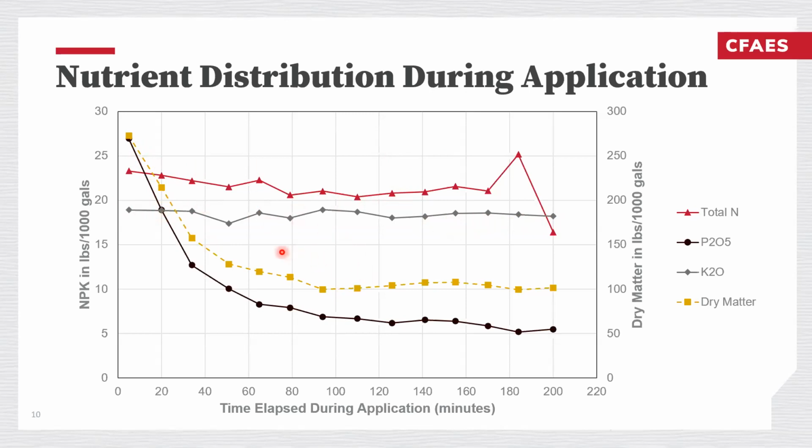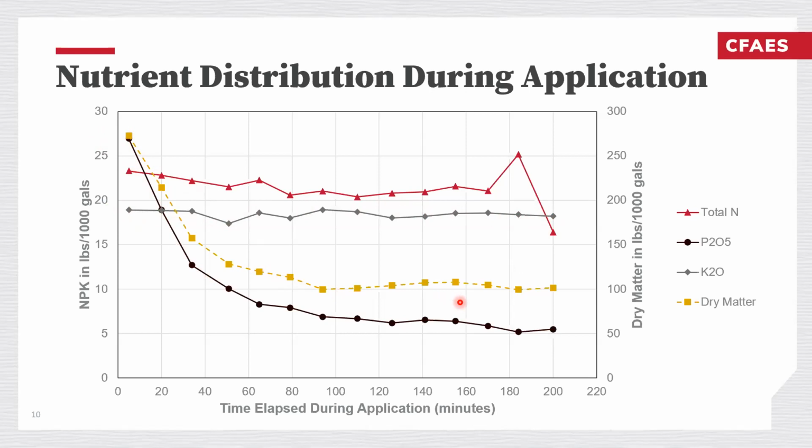So this pit was agitated, and then when they started pumping, they pulled out the agitator so that the pump could go into that pump out hole. And the total nitrogen was fairly uniform, running about 23 pounds per 1,000 gallons of total nitrogen. And then the K2O was also fairly uniform at about 18 pounds per 1,000 gallons. Phosphorus, on the other hand, which is our black line, and dry matter, which is our yellow line, changed rapidly.